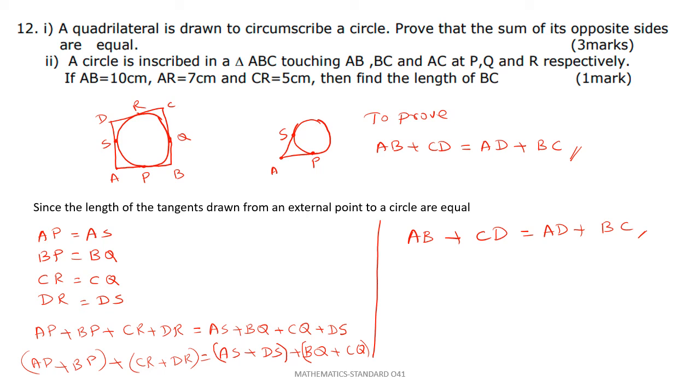Now question number 2. We are going to use this concept to solve this problem. So what is given? AB, AR, CR are given. They are asking what is the length of BC. Okay, so we know that AB plus CD equals AD plus BC. So using this we can easily find the length of BC.